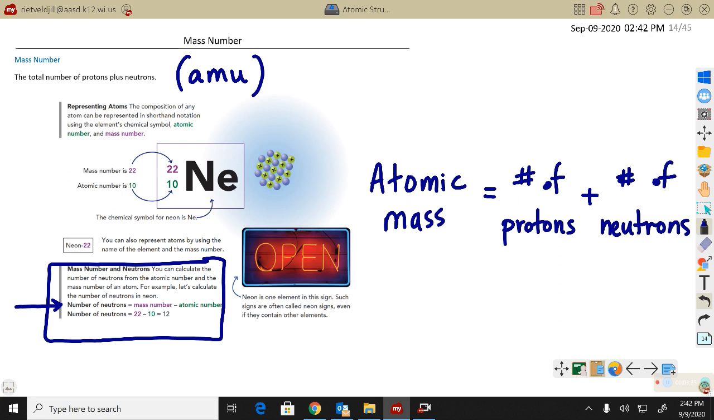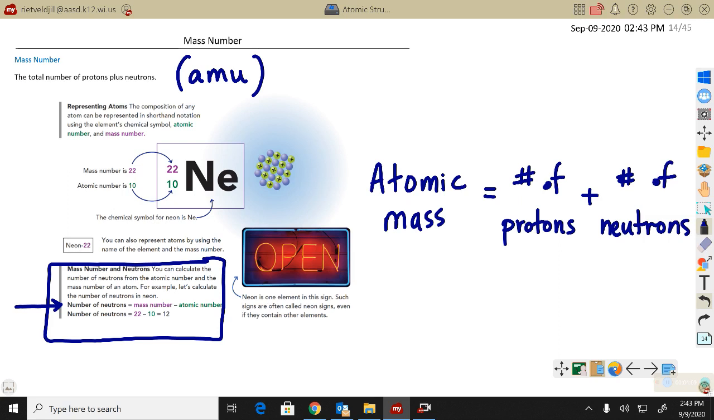And so they're kind of showing us a neon atom. Neither of these numbers directly tell me anything about the electrons. Although if I know the atom is neutral, and I know the number of positive protons, then I also know the number of negative electrons. So in this case, neon is element number 10. Its atomic number is 10.